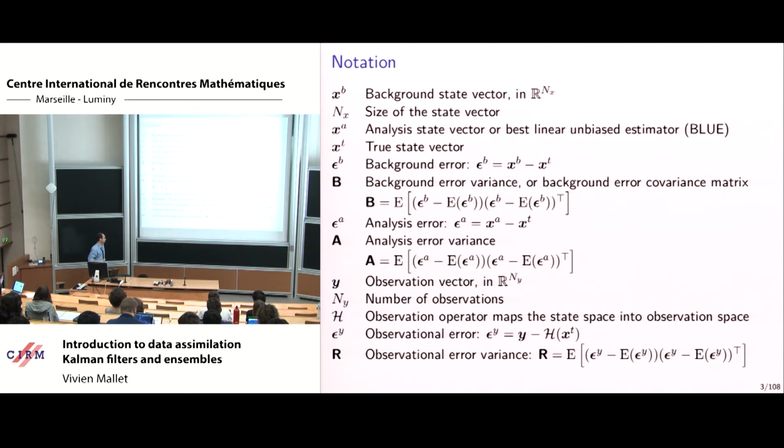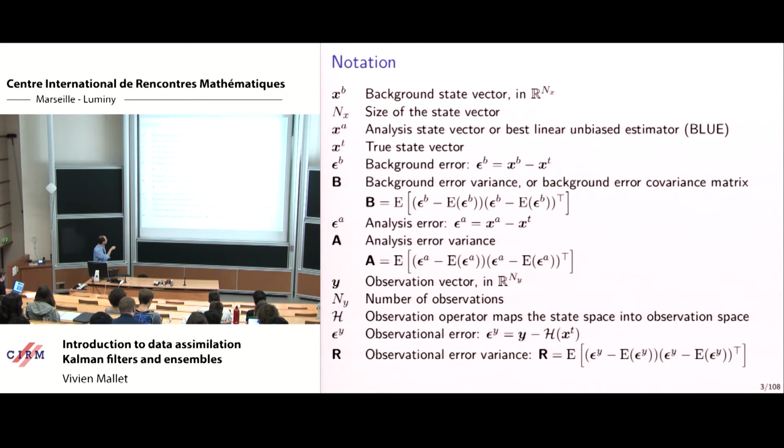It can happen, it can be the reverse in some applications, but usually that's what you have. So you have a few observations in some locations that observe some components of the state, or combination of components of the state, and we try to make a better estimation of the state based on that. And so we have the observational operator that you've seen that maps from the state space into observational space.